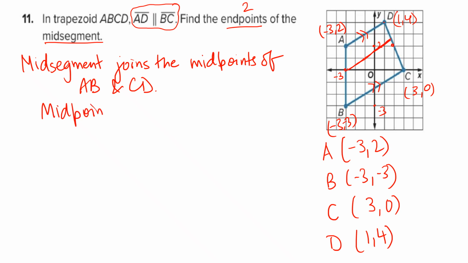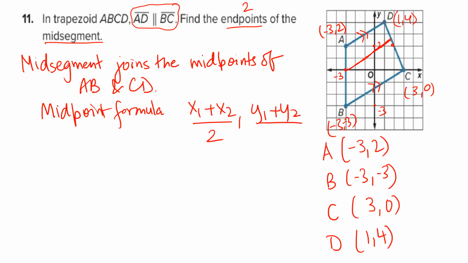Midpoint formula. So midpoint formula is you take the x coordinate of the 2 points, add them, divide by 2. Take the y coordinates, add them, divide by 2. So I'm going to use this midpoint formula for finding the endpoints of the mid segment. So which point will I take for the x coordinate? First I need to find the first midpoint. So to find the first midpoint, I will take point A and B.